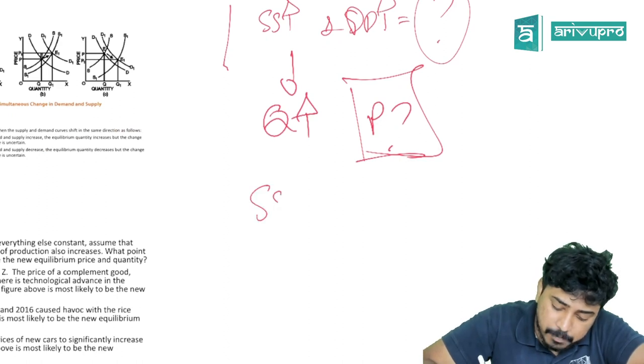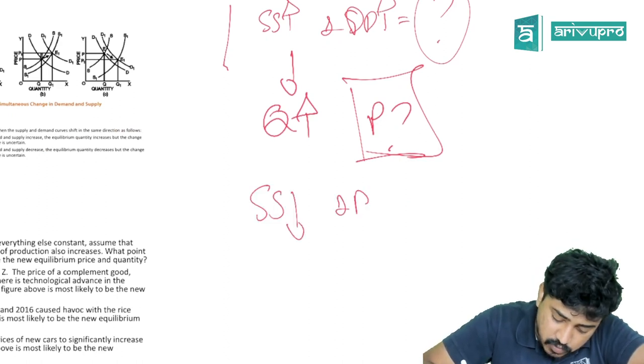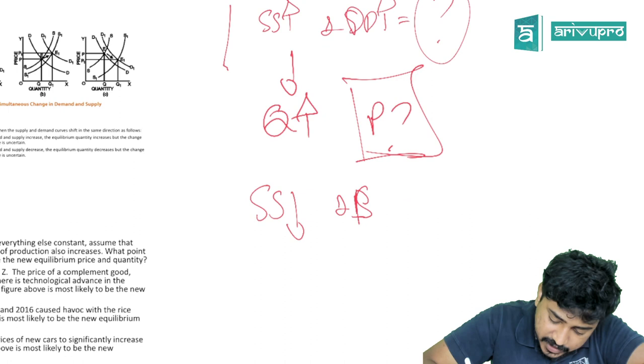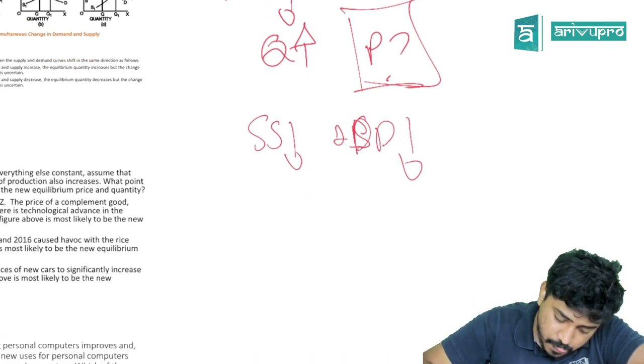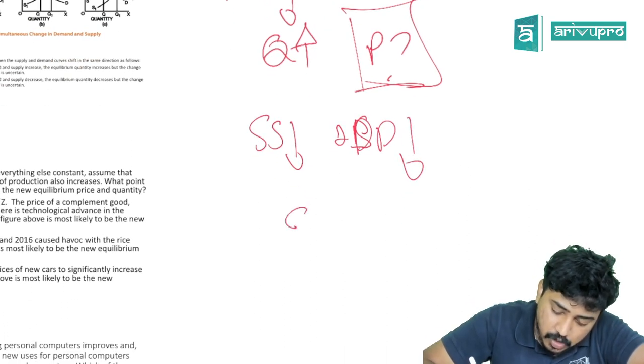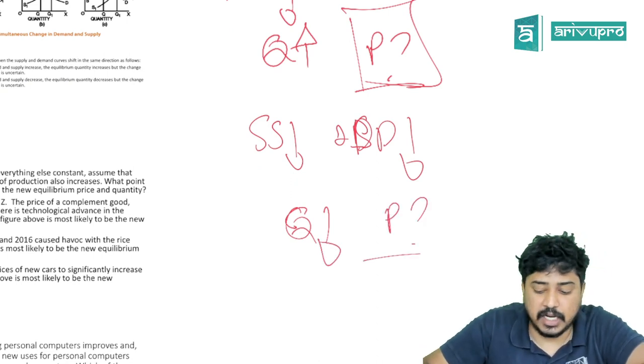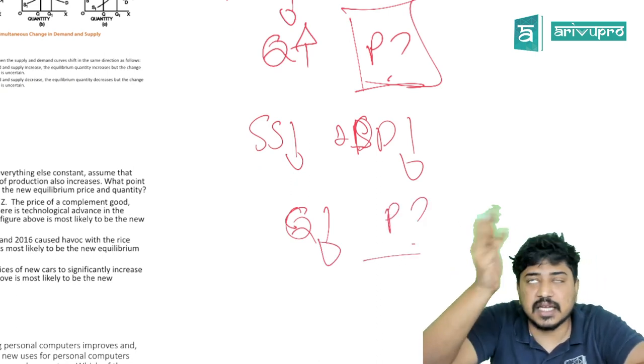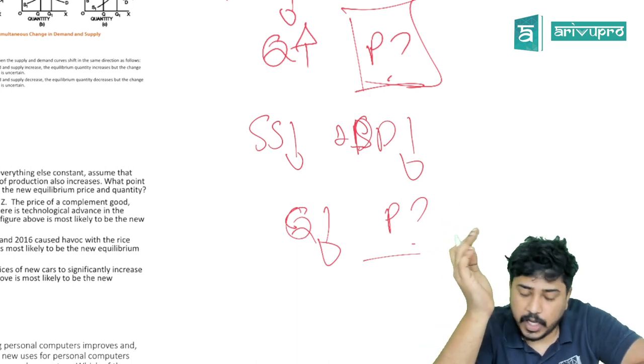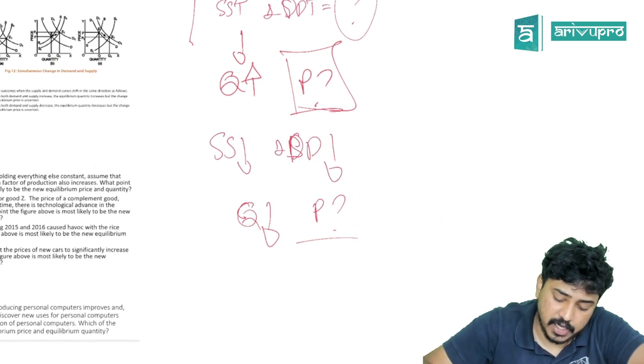Now, when supply and demand both decrease, what happens? We know quantity will decrease, but price is uncertain. It depends upon which is decreasing more. Okay, that is what we can say.